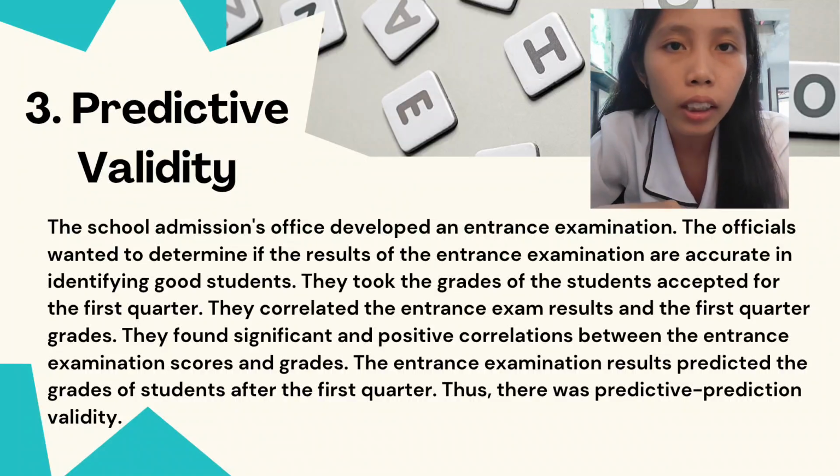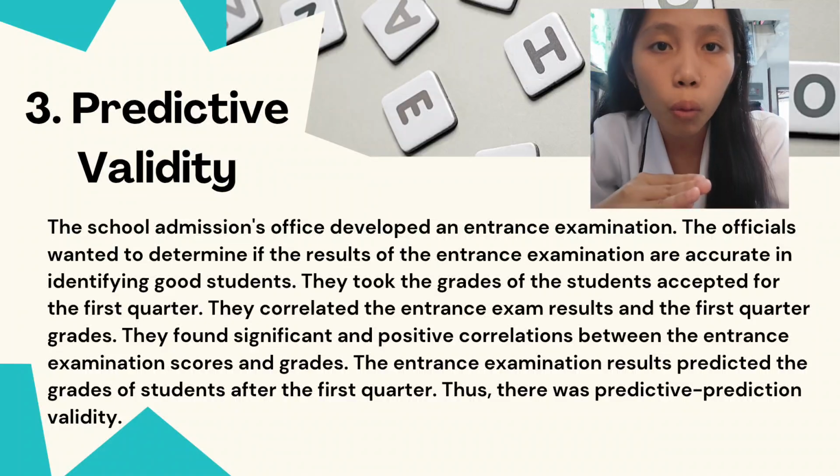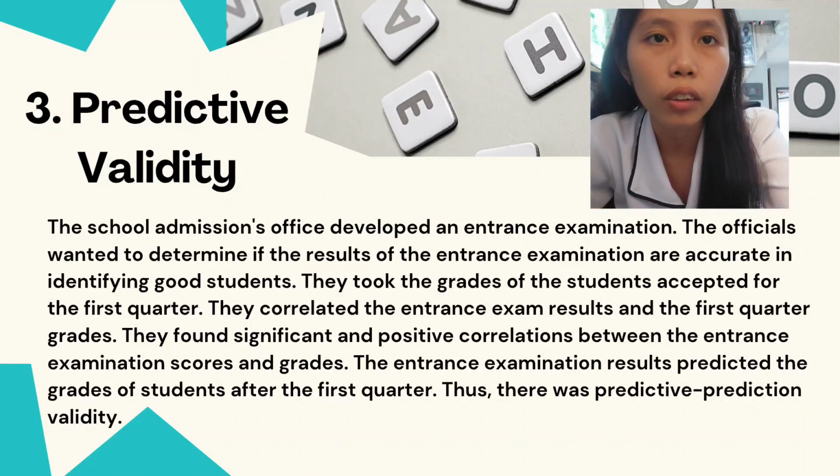The officials wanted to determine if the results of the entrance examination are accurate in identifying good students. They took the grades of the students accepted for the first quarter. They correlated the entrance exam results and the first quarter grades. They found significant and positive correlations between the entrance examination scores and grades. The entrance examination results predicted the grades of students after the first quarter. Thus, there was predictive validity.